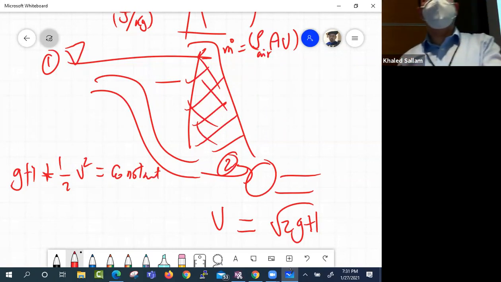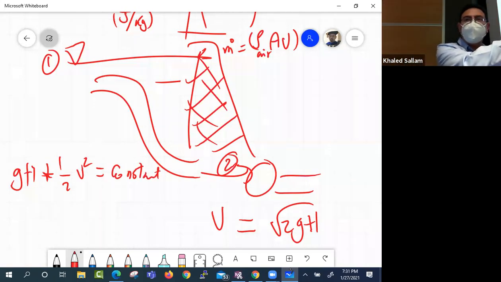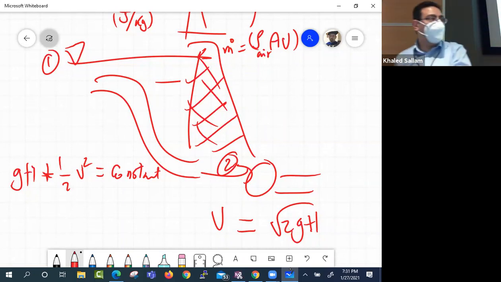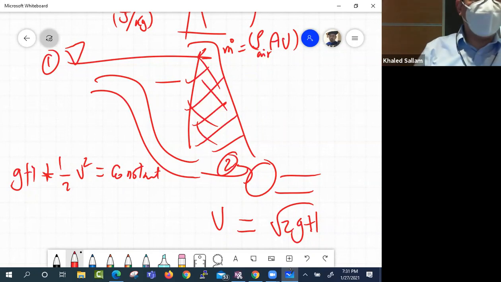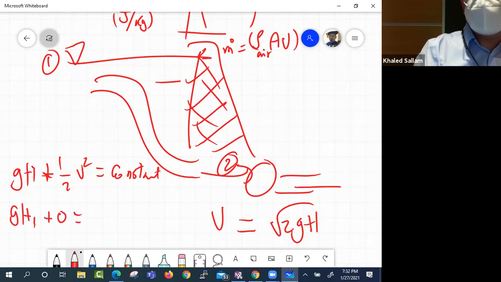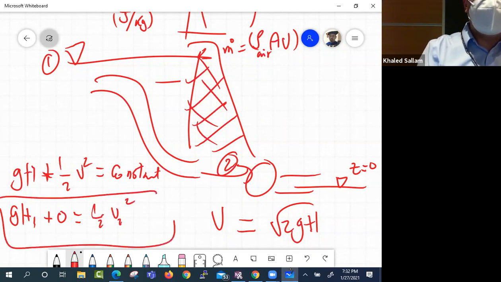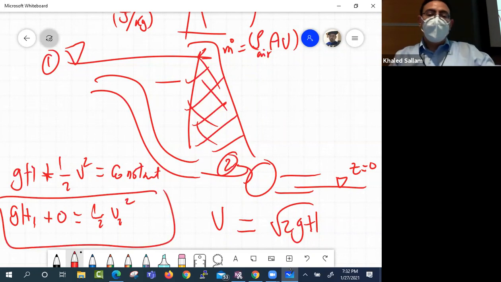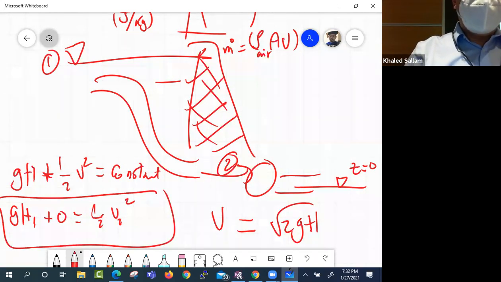If there are losses in the process, then fine. The initial energy equals the final energy plus the losses. So the losses eat a little bit from the output. So doing this at 1, you would say gh1 plus 0 equals, and let's choose this to be z equals 0. No potential energy at the floor. Then this will be equal to half v2 square. And so it's very clear why the velocity then will end up being the square root of 2gh ideally, right?